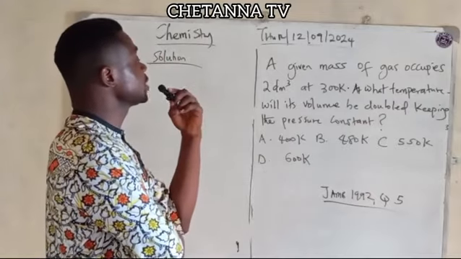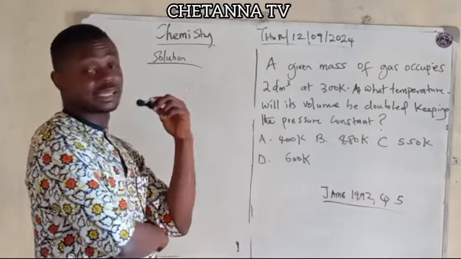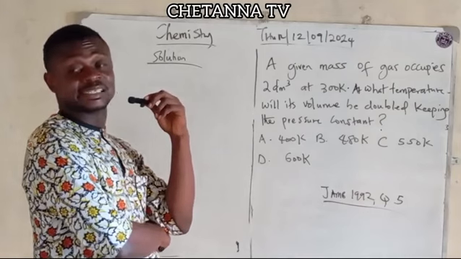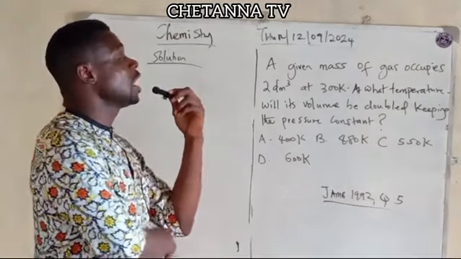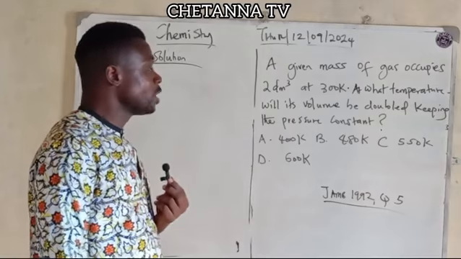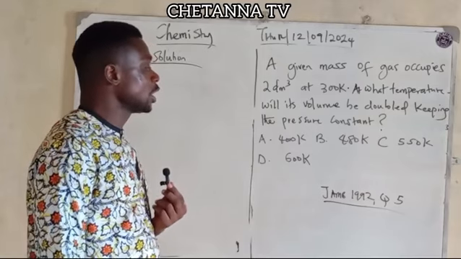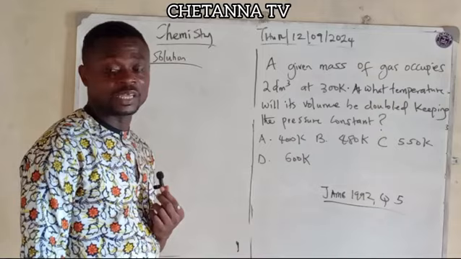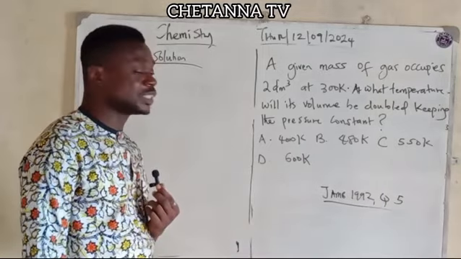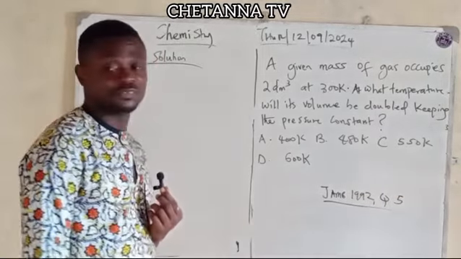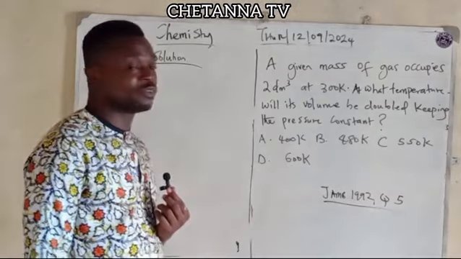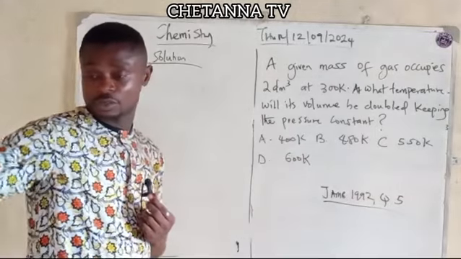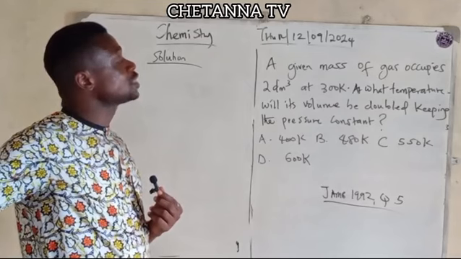Okay, this question says a given mass of gas occupies 2 dm³ at 300 Kelvin. At what temperature will its volume be doubled, keeping the pressure constant? A. 400 Kelvin, B. 480 Kelvin, C. 550 Kelvin, D. 600 Kelvin. JAMB 1992 question 5. Which of the gas laws should we use here?